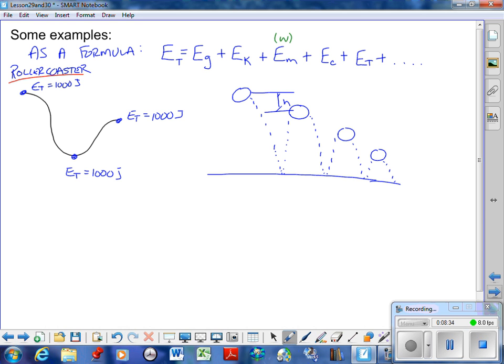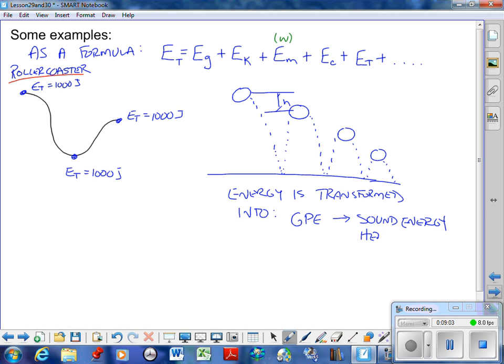Well, energy is transformed, so GPE, gravitational potential energy, some of the energy forms into other things. If you drop a ball, what do you hear? Well, you have sound energy. In order to have sound, there must be some energy spent, and there will be some heat energy from the compression of the ball.